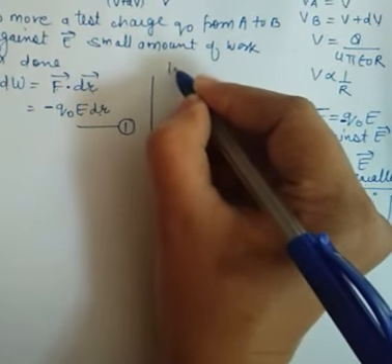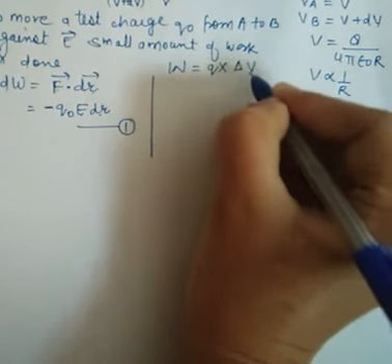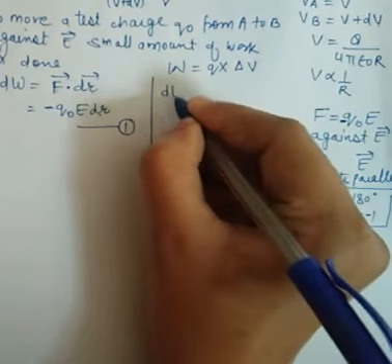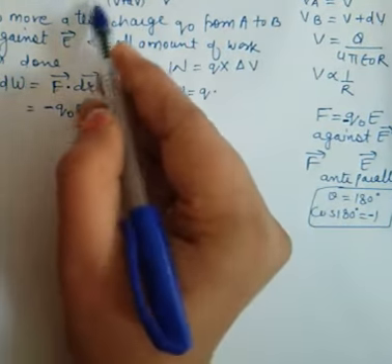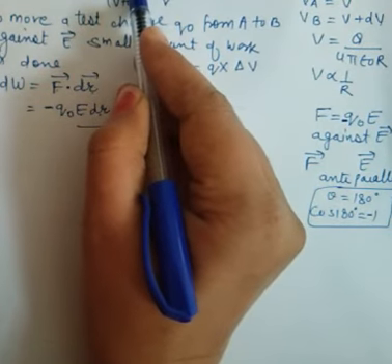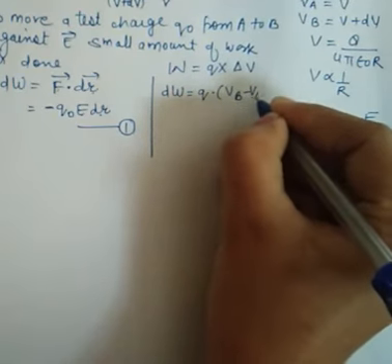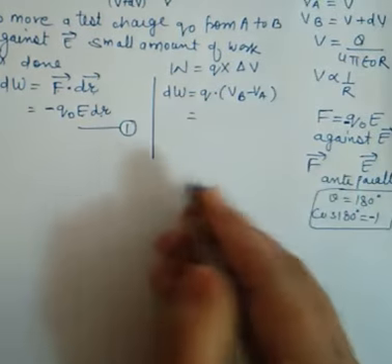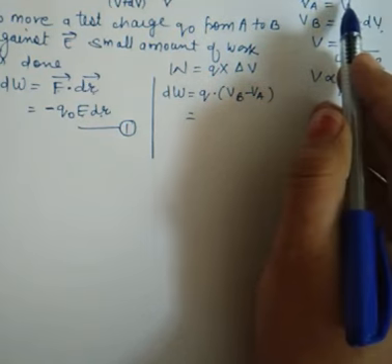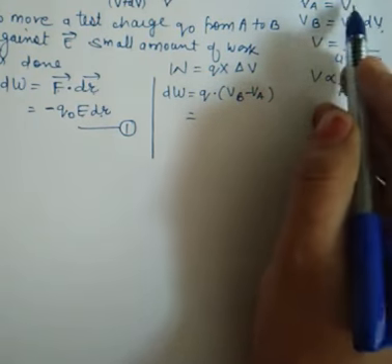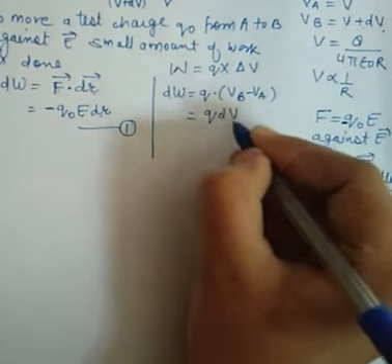By the second method, the formula for work done is equal to charge into potential difference. Now, a small amount of work done in moving a charge Q through a potential difference. What is the potential difference between these two points? VB minus VA. VB is V plus dV minus VA, that is V, so V plus dV minus V equals dV. So it will be Q into dV.